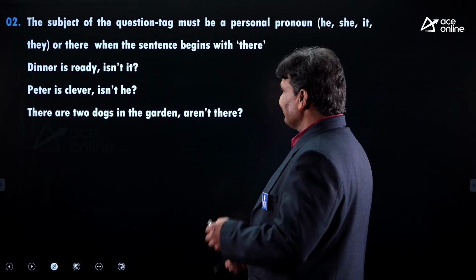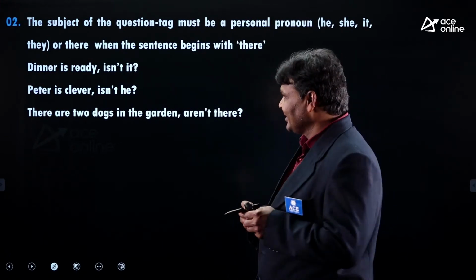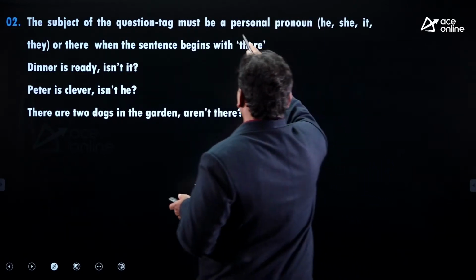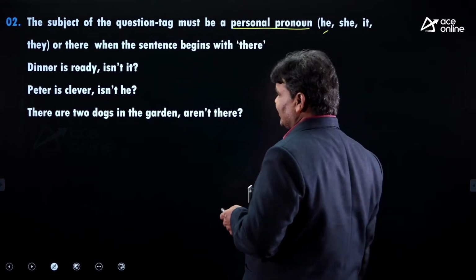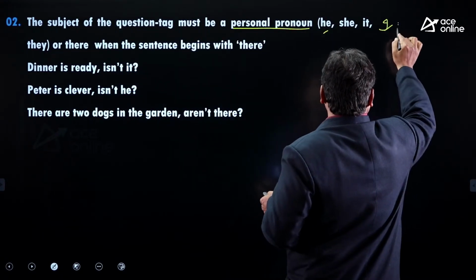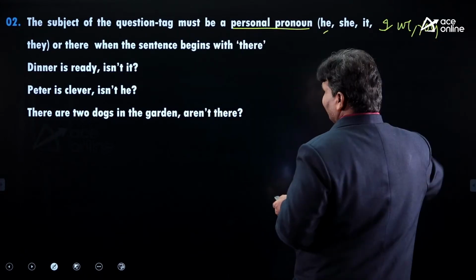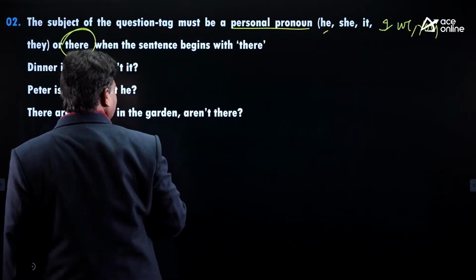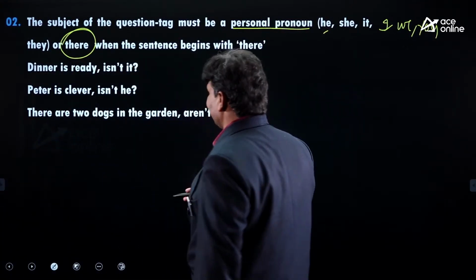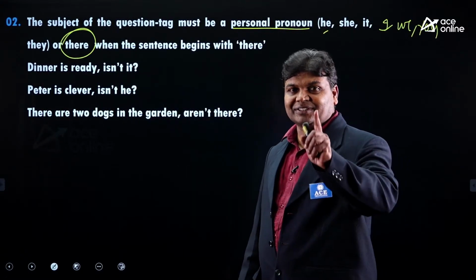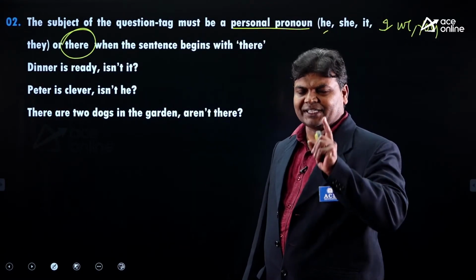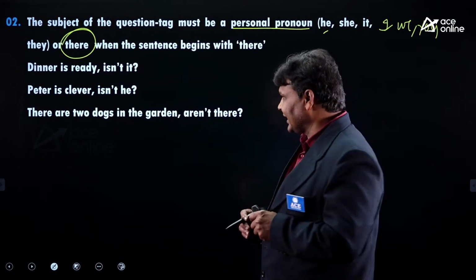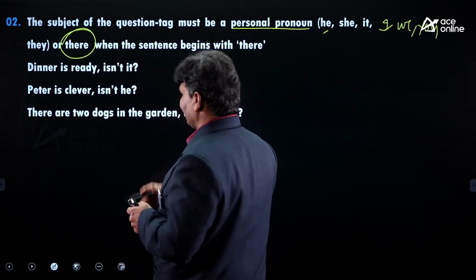If you have understood these, then let me go a little further explaining question tags. The subject of the question tag must be a personal pronoun, which I have already explained: he, she, it, they, I, we, you. But be careful about the word there. If the statement begins with there, that is the only exception we have. There is a snake in the garden.